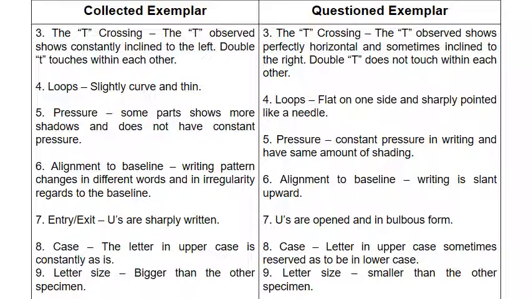The loops from the collected exemplar are slightly curved and thin, and in the questioned exemplar, loops are flat on one side and sharply pointed like a needle. The pressure in the collected exemplar shows some parts with more shadows and does not have constant pressure, while in the questioned exemplar, the pressure is constant and has the same amount of shading. The alignment to baseline of the collected exemplar changes in different words and is irregular with regard to the baseline, while in the questioned exemplar, the alignment to the baseline slants upward.